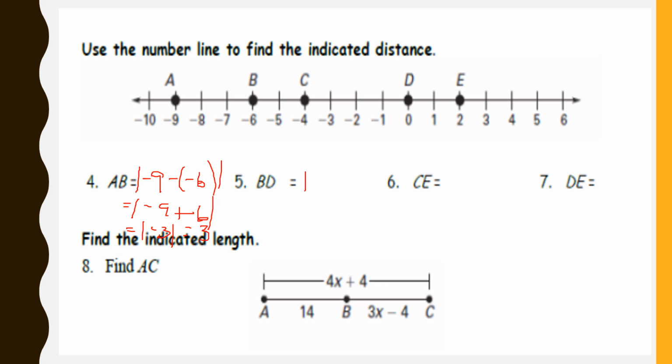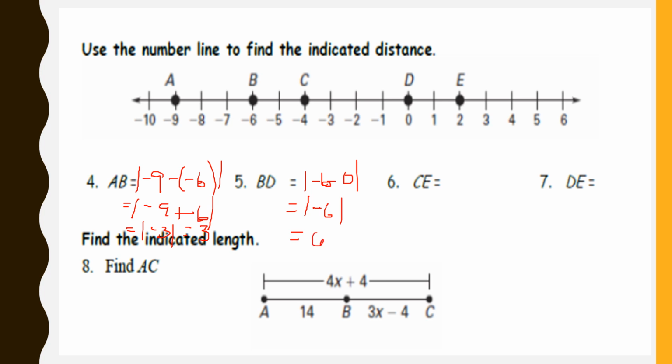Next, let's find BD. So your B is negative 6 minus your D, which is 0. Okay, so we get the absolute value of negative 6, because 0 is nothing. So therefore, the distance from B to D is 6 units.